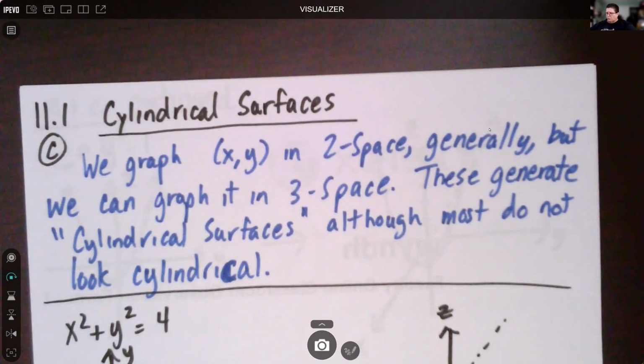For furthermore work in 11.1, we're going to look at cylindrical surfaces. We're starting to look at shapes that are in 3 dimensions. Any graph that we have in 2 space, or x comma y, our coordinate system, we can graph it in 3 space. These generally create something called a cylindrical surface, although most don't look cylindrical. The first couple we'll do are cylindrical though.